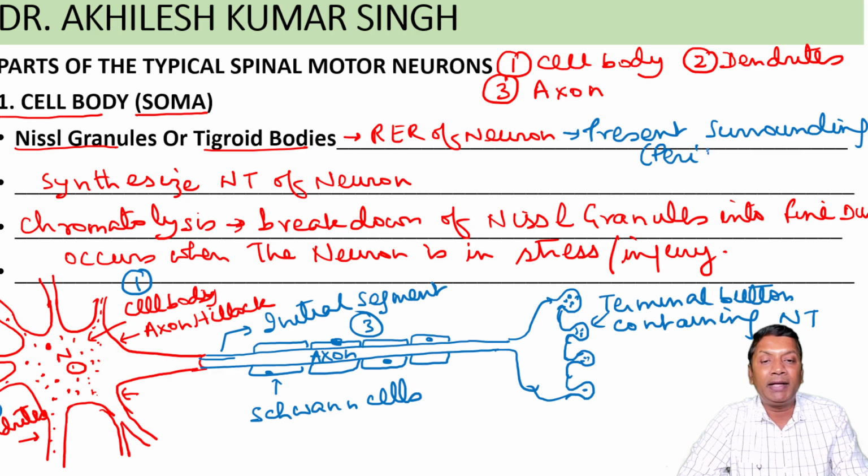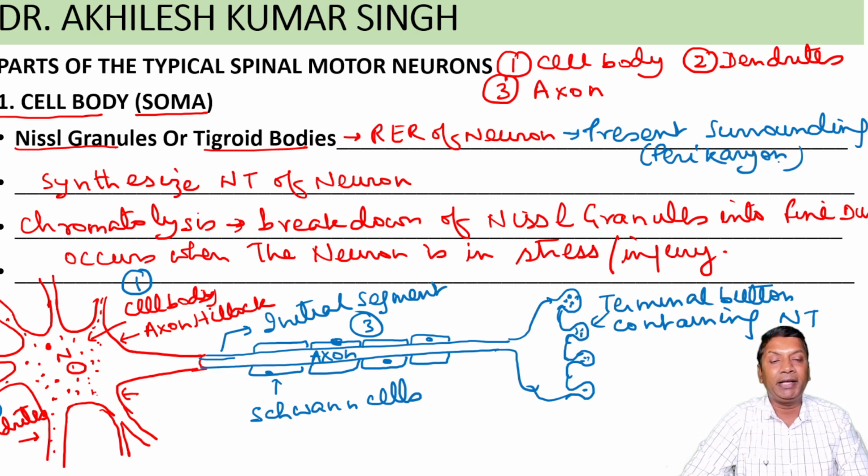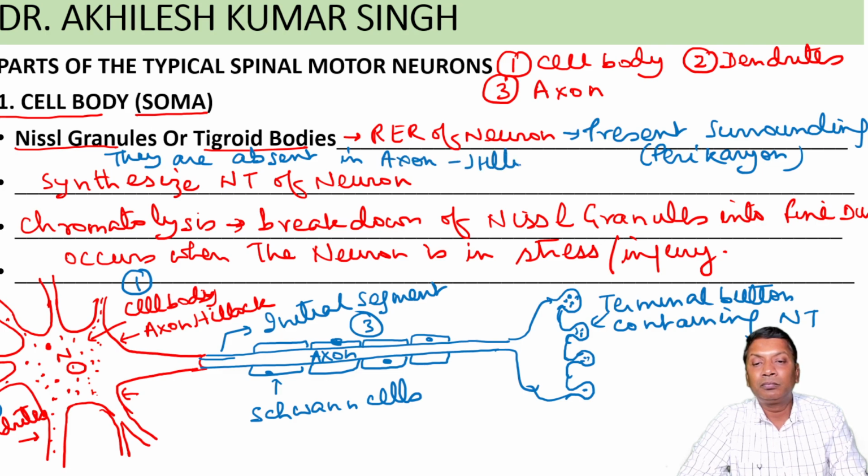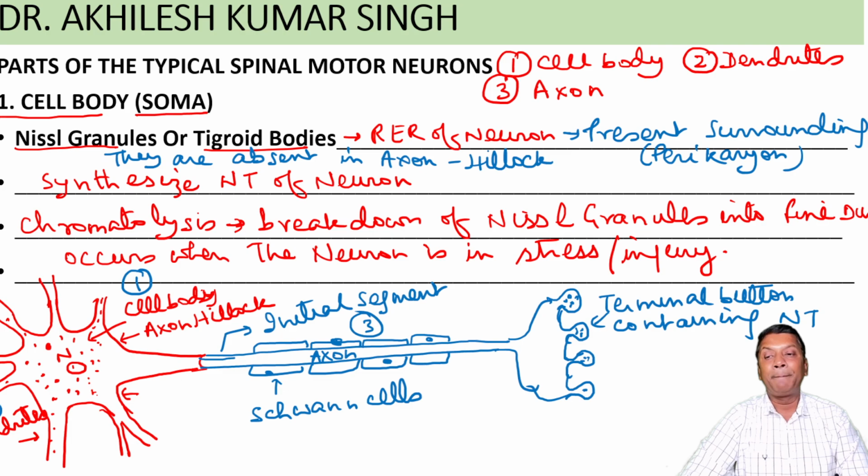Peri means surrounding, karyon means nucleus, so it is also called perikaryon. Perikaryon means they are present surrounding the nucleus, but they are absent where? They are absent in the axon hillock.